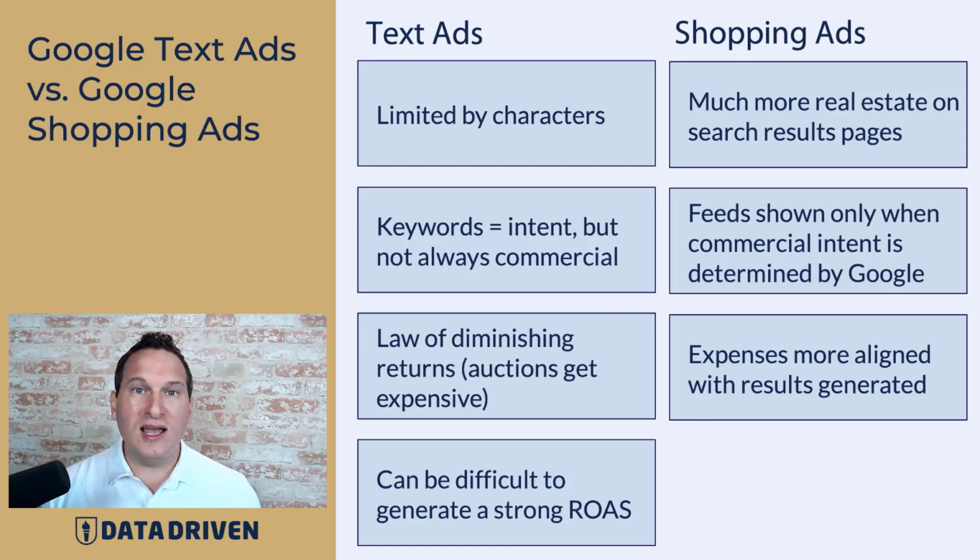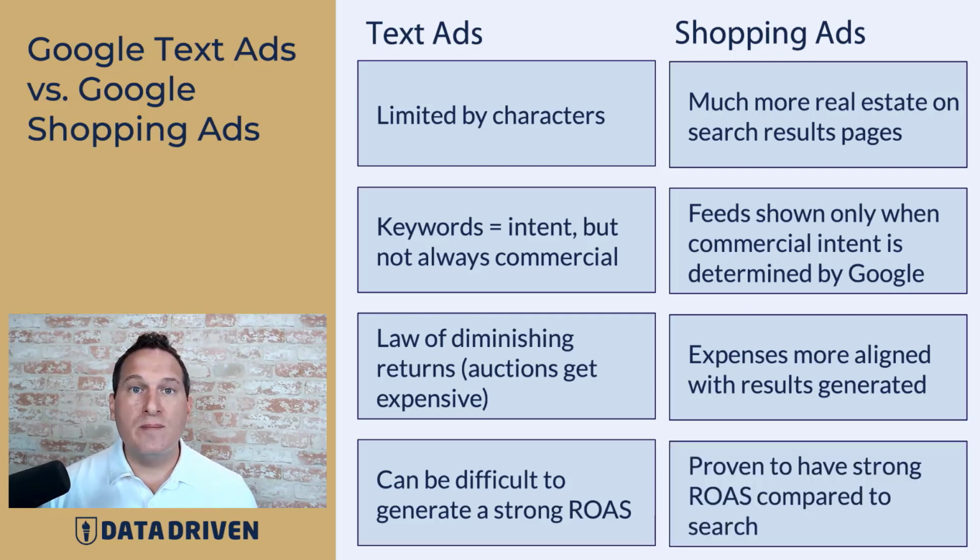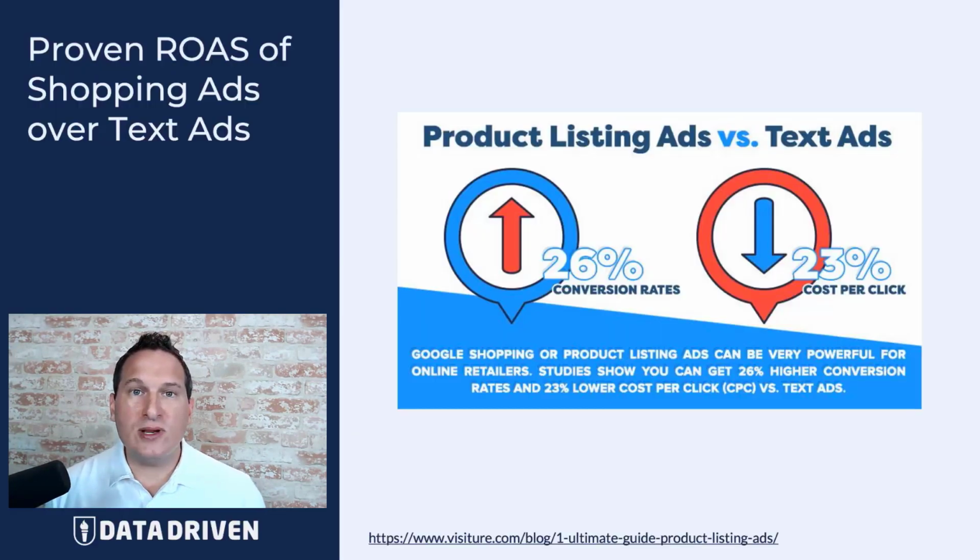And so instead of going after the text ads that have an auction system that can get really expensive, I go after shopping ads, because shopping ads are proven to have a strong return on ad spend compared to search. And so here's some proof of that. You can see here there's a 26% higher conversion rate on a product listing or shopping ad versus a text ad. And also your cost per click is down 23%.